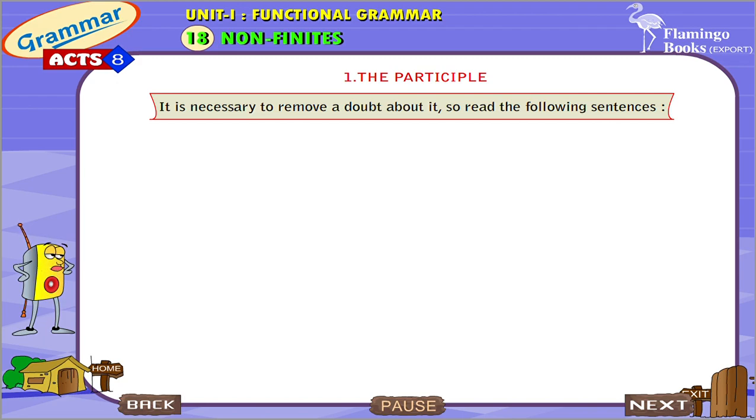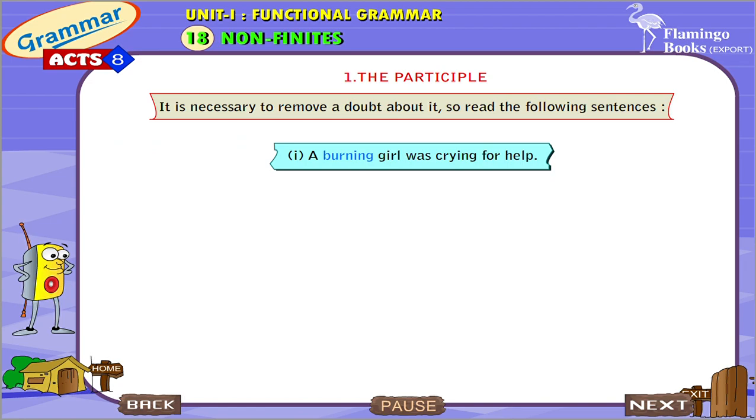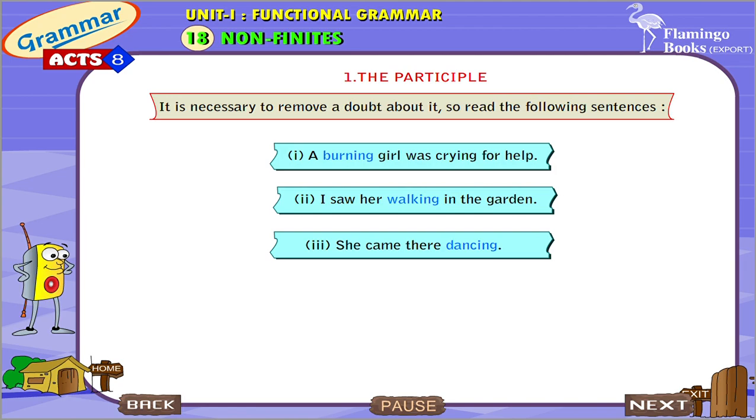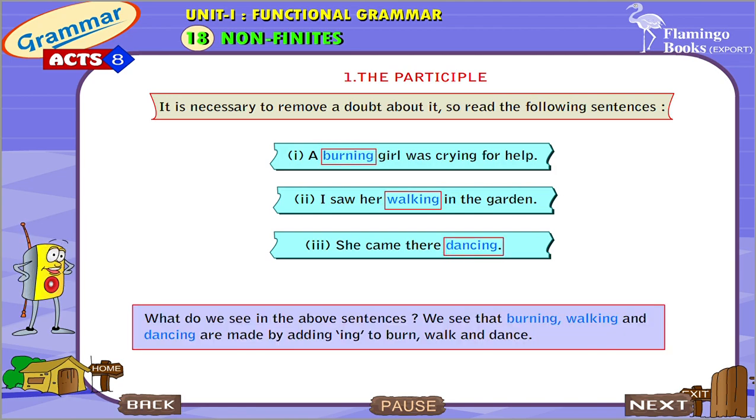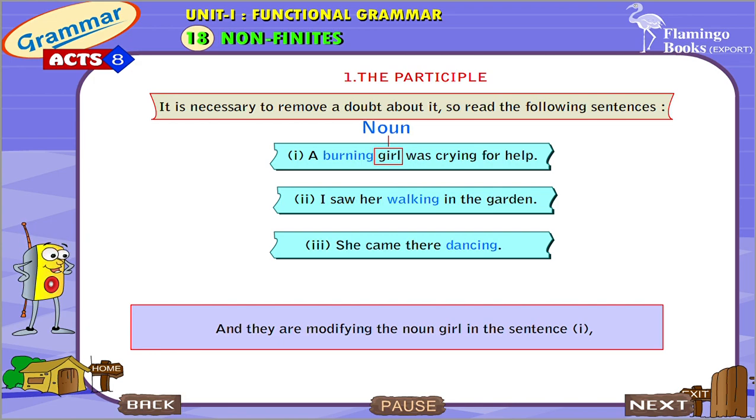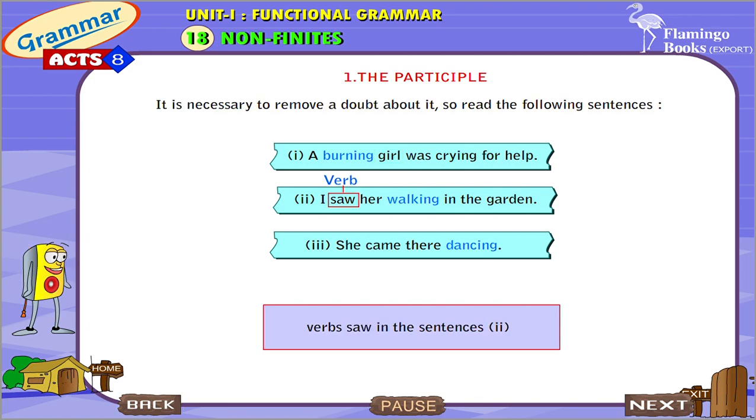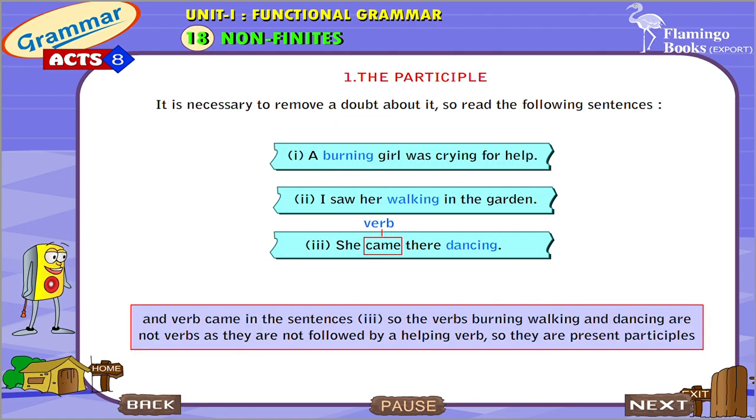It is necessary to remove a doubt about it. So, read the following sentences. A burning girl was crying for help. I saw her walking in the garden. She came there dancing. What do we see in the above sentences? We see that burning, walking, and dancing are made by adding ing to burn, walk, and dance. And they are modifying the noun girl in sentence 1, the verb saw in sentence 2, and the verb came in sentence 3. So, the words burning, walking, and dancing are not verbs as they are not followed by a helping verb. So, they are present participles.